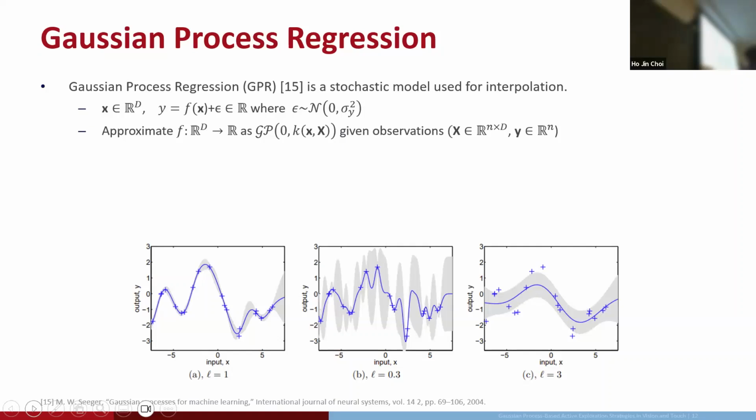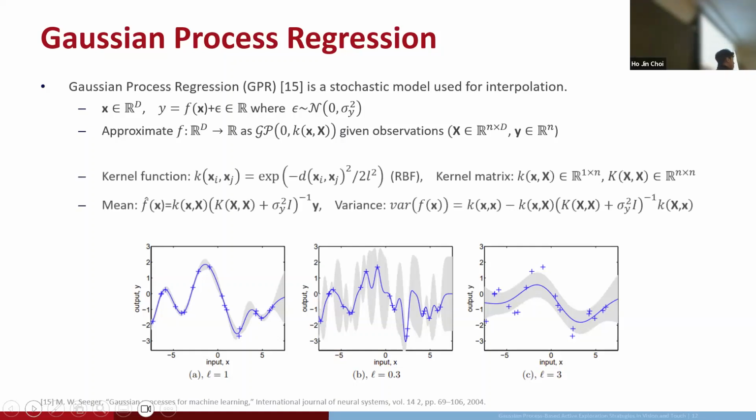So a Gaussian process, GP, is a stochastic model that is used for interpolation. Given observation data points X and Y, we are trying to approximate the function F. The way it does this is using a kernel function, which is the similarity metric for two data points, and then it makes a prediction of the data points, shown as the blue line, and also calculates the variance of those estimations, shown as the gray area.